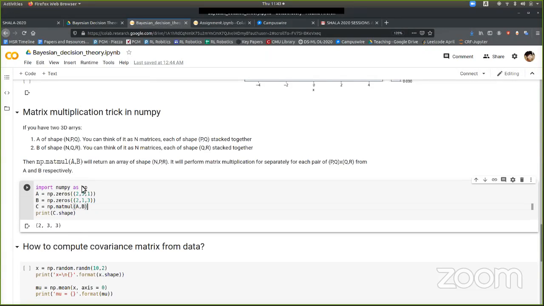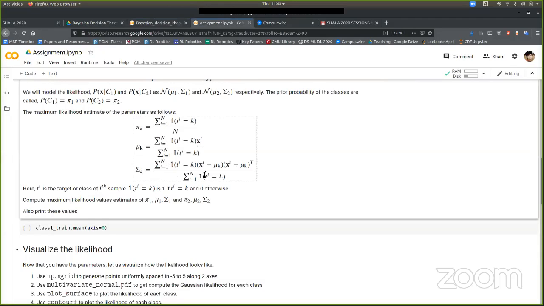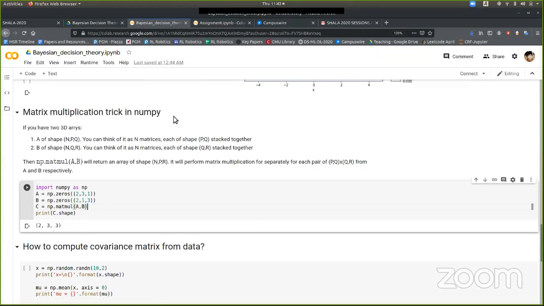Now we can use this trick to compute the covariance matrix from our data. Remember, when we compute the covariance matrix from our data, essentially we are doing x minus mu multiplied by x minus mu transpose for all data points, and then taking the average over all of those data points. One option is to run a for loop and do it for all of the data points, but the smarter thing to do would be to use this matrix multiplication trick.